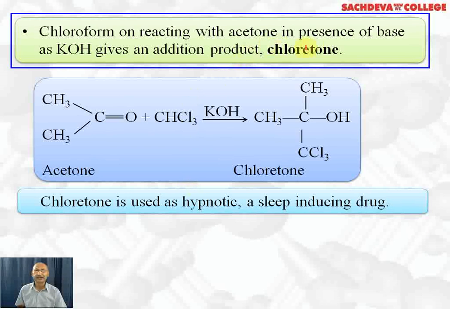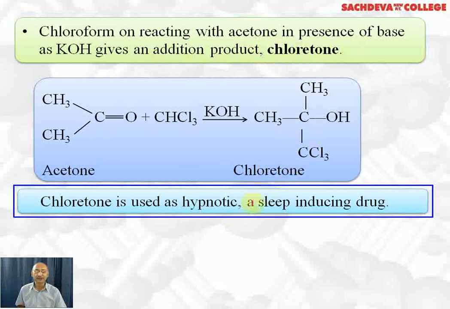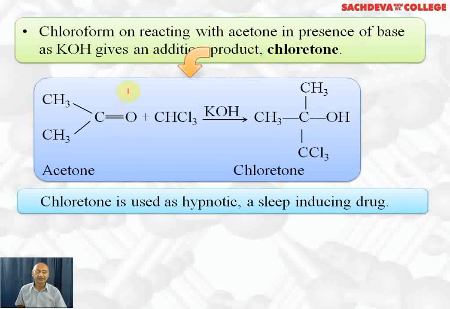Chloroform on reacting with acetone in the presence of KOH gives the addition product called chloretone. Chloretone is a hypnotic, that is, a sleep-inducing drug. How does the reaction take place? This carbonyl group is polar in nature. Oxygen becomes negative, carbon becomes positive.